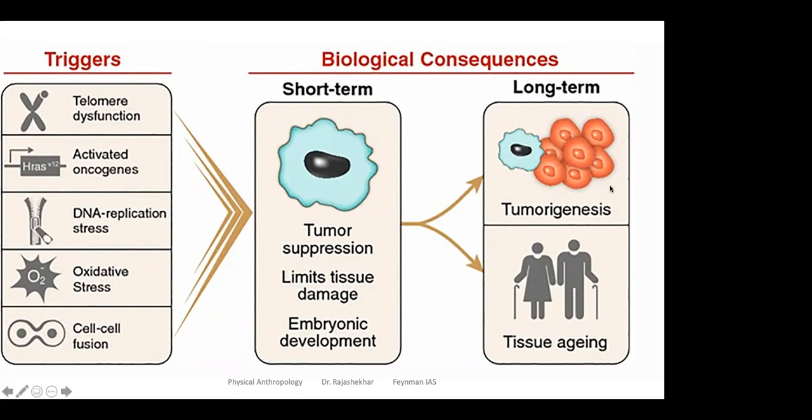Same thing in the long term. Senescence can result in tumor growth as well. In the long term, if certain cells are damaged like that, the ability to control or regulate the DNA may be lost, resulting in cancer formation in the long term and also aging.